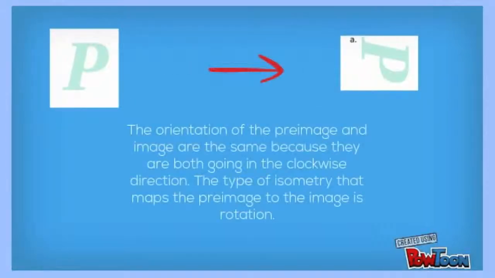As you can see, in this example, the figure on the left, the P over here, is the original figure, and this over here, A, is the one example. Firstly, the orientation of the pre-image and image are the same because they're both going in the clockwise direction. A is being rotated in a clockwise direction, and the type of isometry that maps the pre-image, which is the figure on the left, to the image is called rotation. It's called rotation because the letter itself is not being flipped, but it's only being moved in a clockwise direction.